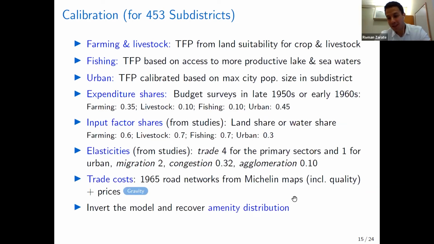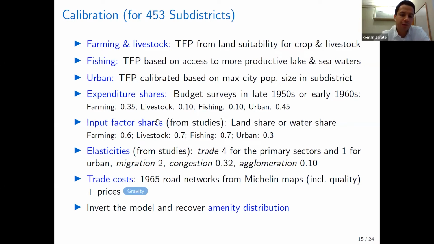Now, the point is, how are we going to calibrate the model, or how are we going to take the data to the model? Because we do not have very disaggregated data at the sector level to calculate total factor productivity, we're going to use land suitability indices. And for the urban sector, we're going to use the population size in each city. For the expenditure shares, we're going to use some tables that we found from the late 1950s and early 1960s that describe how consumers were dividing expenditure in these countries.